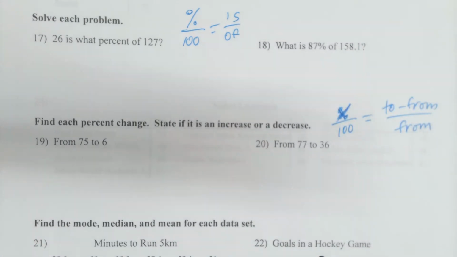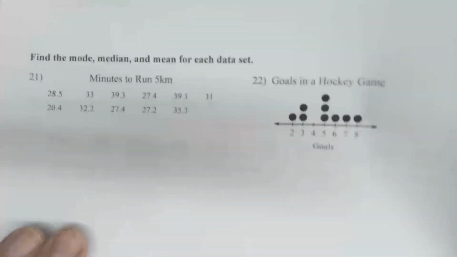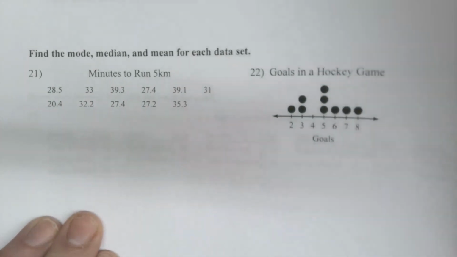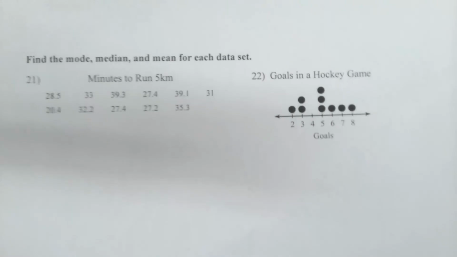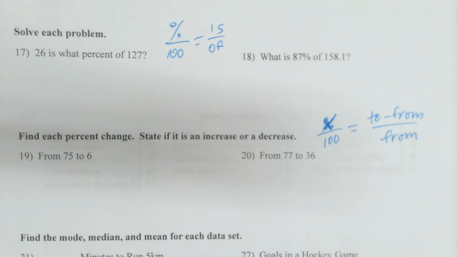And then the last ones are mode, median, and mean, and your dot plots, stem plots, box and whisker plots. Okay? So that's all. I just went through the older review stuff. The rest is fairly recent. I'll have you guys work on this. Again, I'll post this video. I'll post the answers so you can check your work as you go.